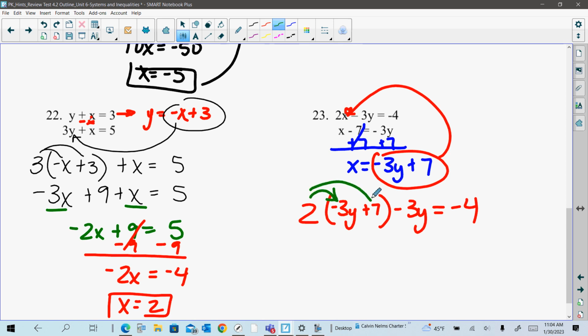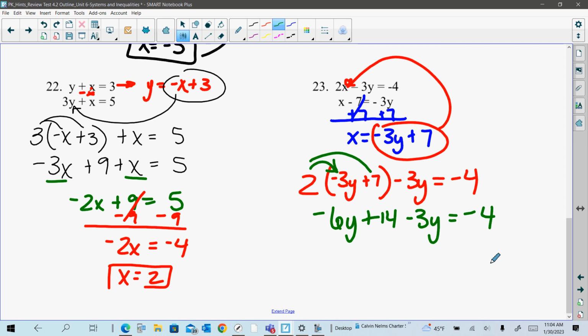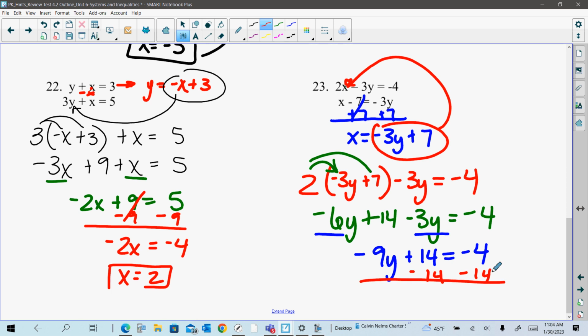When you distribute, you're going to get a negative 6y plus 14 minus 3y equals negative 4. Now, when we combine our like terms here, that's a negative 9y plus 14. All right, so then subtract your 14. This is why it's going to be a fraction answer.